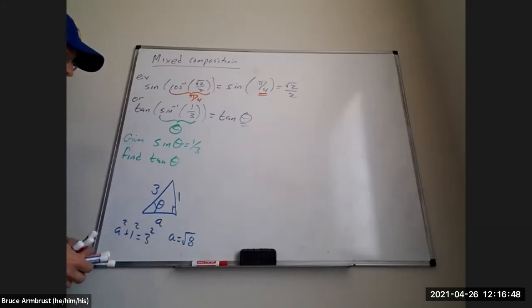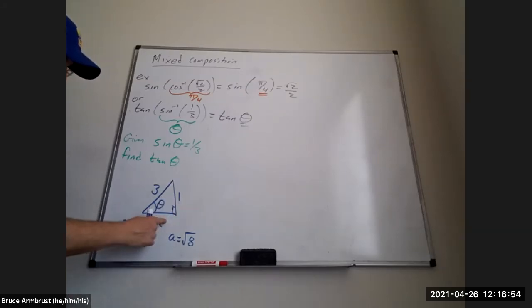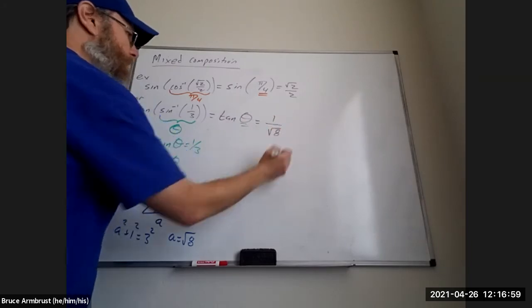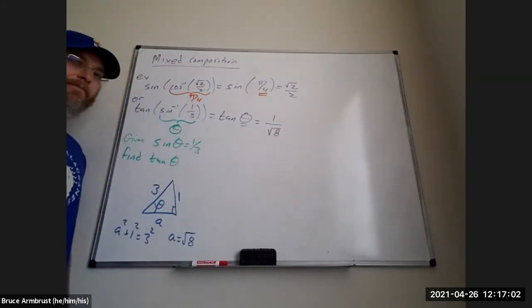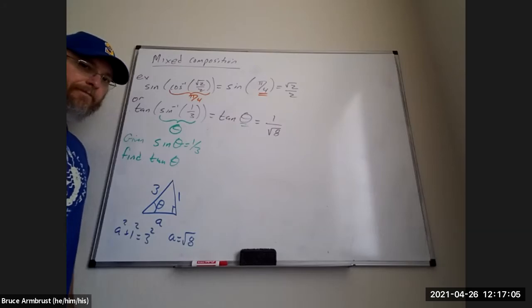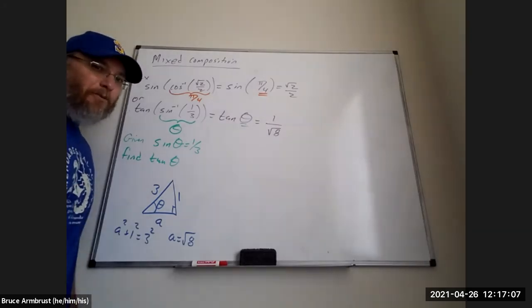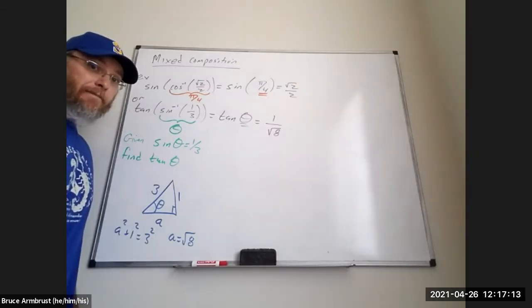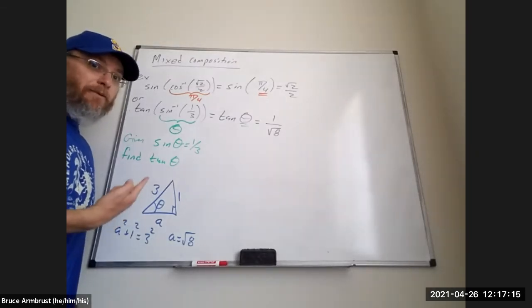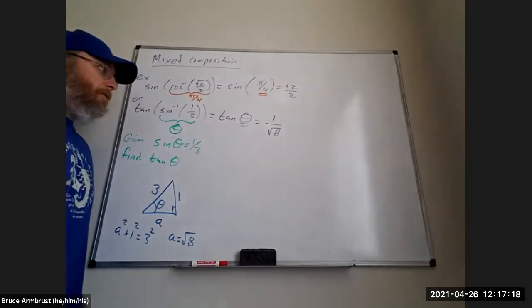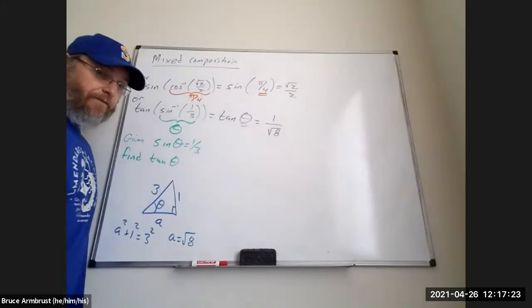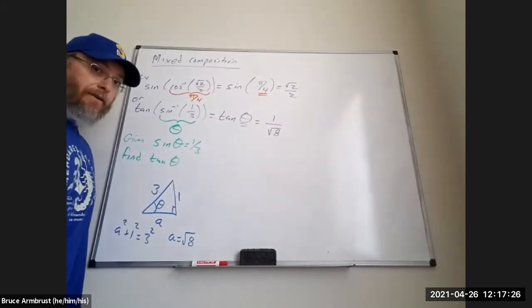So then if we go to the tangent of this thing, the tangent is opposite over adjacent, which is going to be 1 over the square root of 8. So there's a reason why we had you do those problems. Given one trig function value, find the others. Because we use that when we do this mixed composition. All right, so that's really all that's going on with mixed composition, is given one trig function value, find the other.